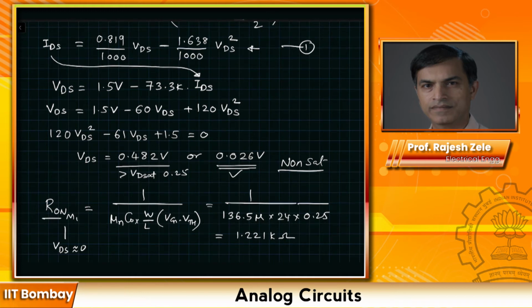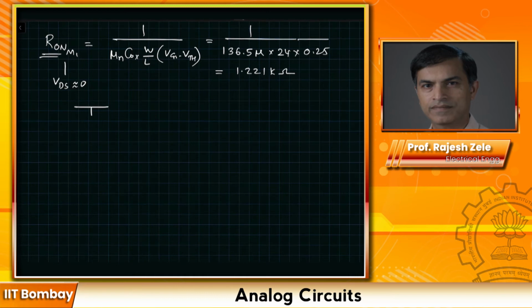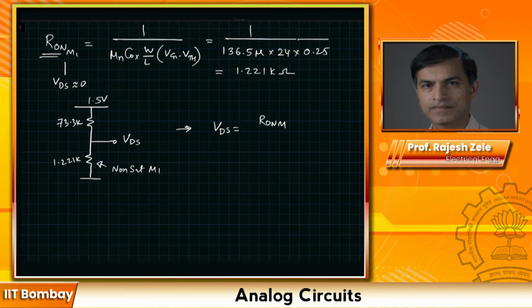Interestingly, if you look at this on resistance, then our circuit is going to look just like two resistors, and this would be our VDS. This was 73.3K and this is 1.221K. This is non-sat M1 resistance calculated based on this, and this is 1.5 volts. So you can compute VDS is equal to resistive divider. So this would be R on M1 divided by 73.3K plus R on of M1, and the value comes out to be 0.025 volts, which is very close to 26 millivolts we had already said. So this is another way to look at it.